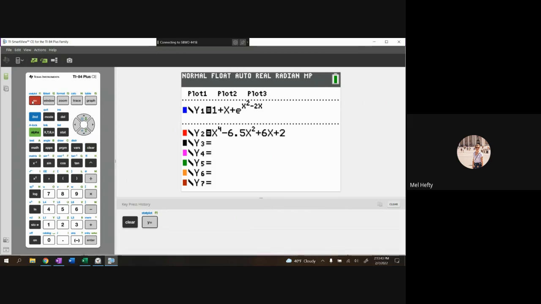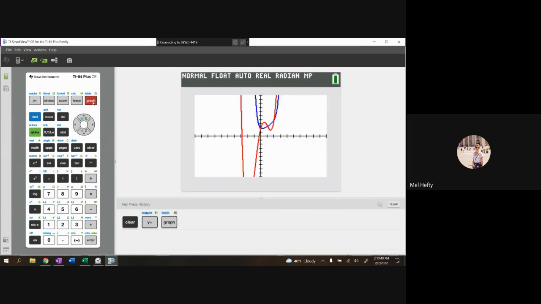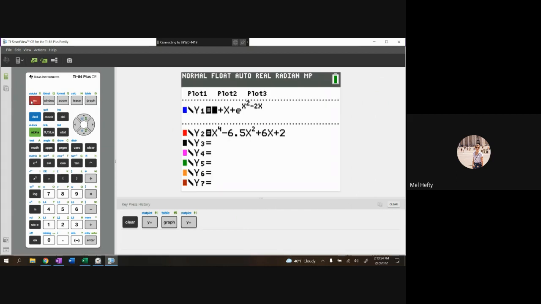Could you take a second to make sure f of x is in y1 and g of x is in y2? Also go to your graph, and I would just make sure that you can see the intersection point that we're going to find in a second. Yeah, if yours already has it, great. I just know Mr. Brown's students use these calculators as well.